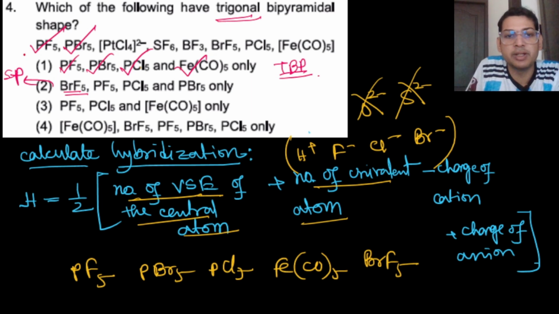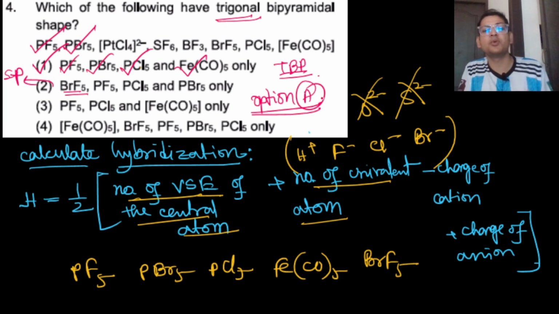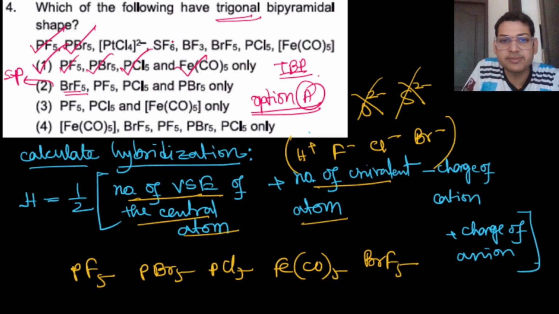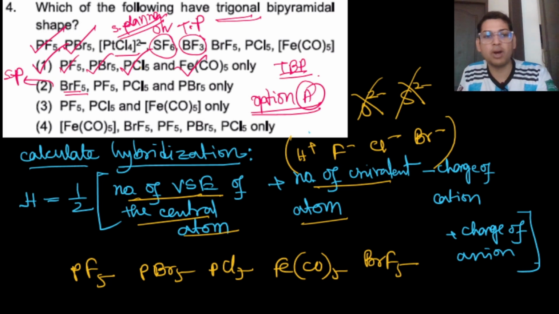So TBP geometry I am getting from option number A. As I have to do so many questions, I am doing it a little fast. Otherwise, I will do all the structures with you. SF6 if you do, it will be octahedral. BF3 if you do, it will be trigonal planar. And PtCl4 you do, it will be square planar. Square planar, not pyramidal, square planar. If you want, I will do all those structures for you in a separate video.